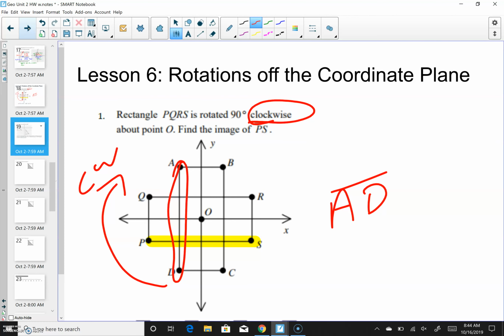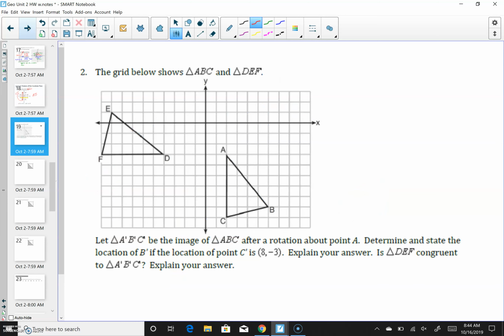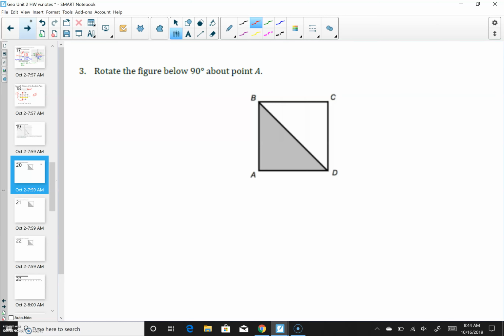We're going to skip the second question because we've already done it before, and we're going to end up on the back page. Rotate the figure below 90 degrees about point A. So remember, when you rotate about a point, that point doesn't move, all right? And 90 degrees here, they didn't tell us which way, so we're going to go counterclockwise because 90 degrees is positive. And when we do that, this rectangle ends up next to our original shape, right on the left-hand side. And it's going to look just like that.